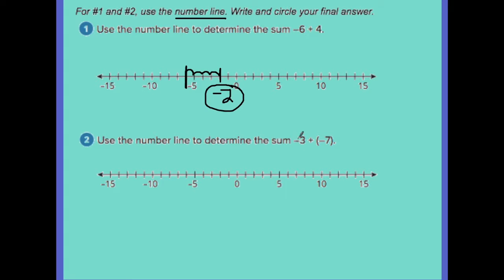Number 2, same idea, negative 3 plus negative 7. So we're going to start at negative 3 and then add negative 7. So we're going backwards 7. 1, 2, 3, 4, 5, 6, 7. At this point, you're really good at adding these numbers. Showing the work here is what we're looking for.